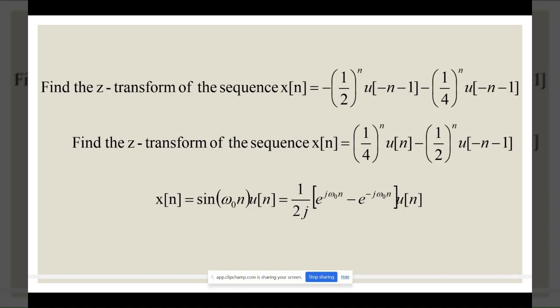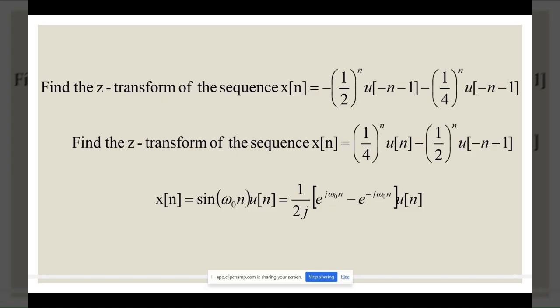Before going to the next set of problems, I want to explain certain sequences that are shown here: minus 1 by 2 power n, u of minus n minus 1, minus 1 by 4 power n, u of minus n minus 1. Though this seems to be an expression, how many of you have the visualization of how the sequence will be? Similarly, for the next sequence, 1 by 4 power n u of n, minus 1 by 2 the whole power n u of minus n minus 1, how will the signal be and where will the signal be? And similarly, sine omega naught n u of n also needs clarity.